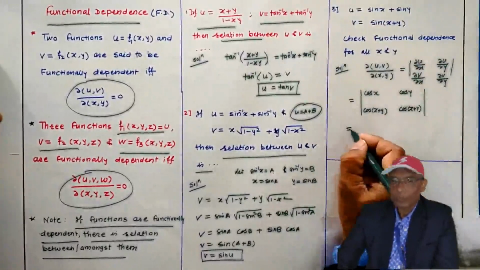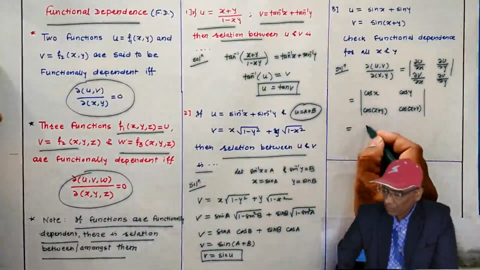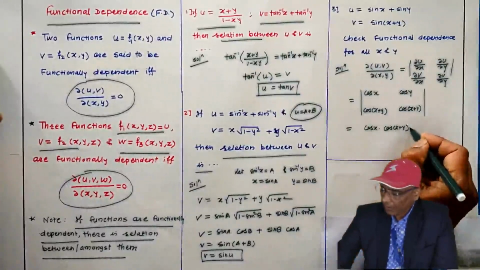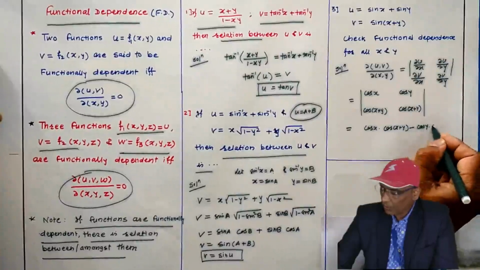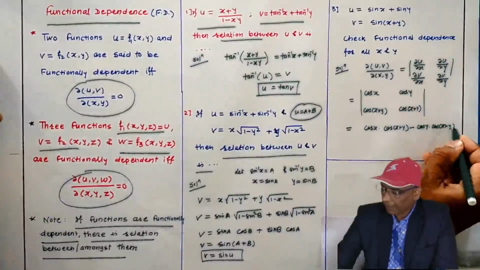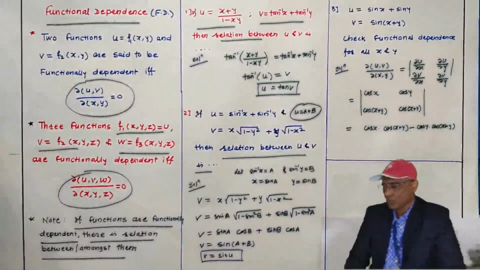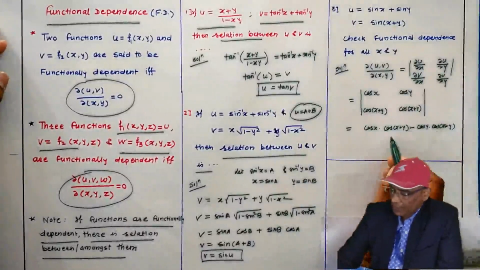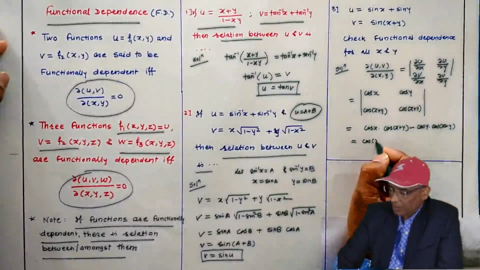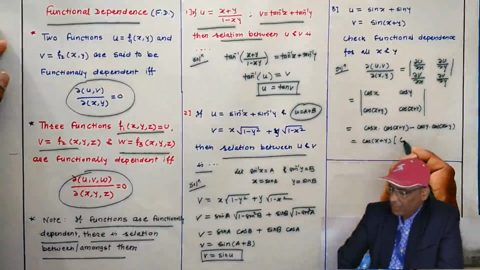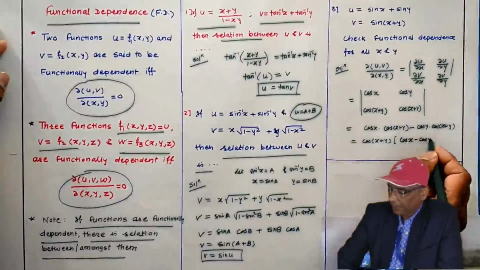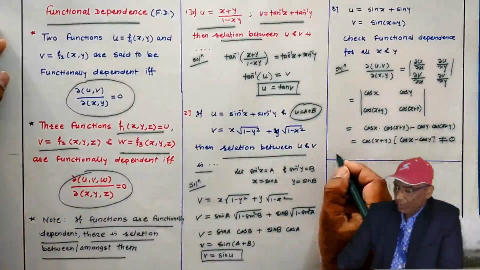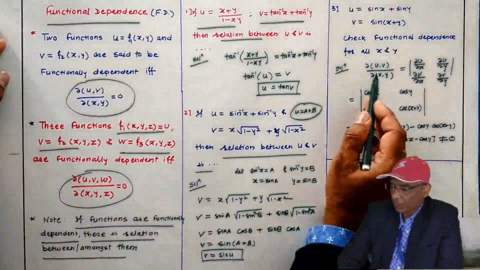If you solve it further, cos x into cos of x plus y minus cos y into cos of x plus y. Now, these two terms are not same. If you take cos of x plus y common, we get cos x minus cos y. So it is not going to become 0 for all x, y. This Jacobian is not 0.